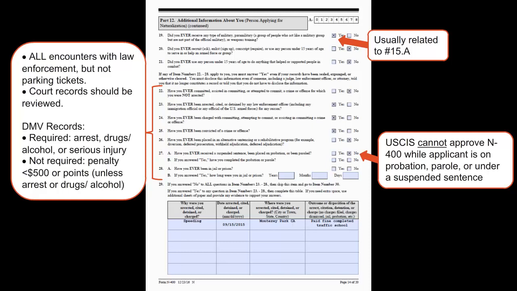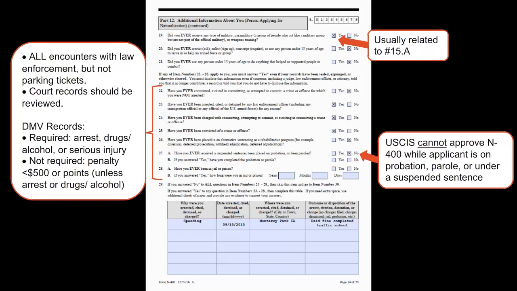Question 24 asks if the applicant has ever been charged with committing a crime or offense. If the applicant has received a traffic ticket and they didn't just get a warning, he or she is also charged with a crime or offense.